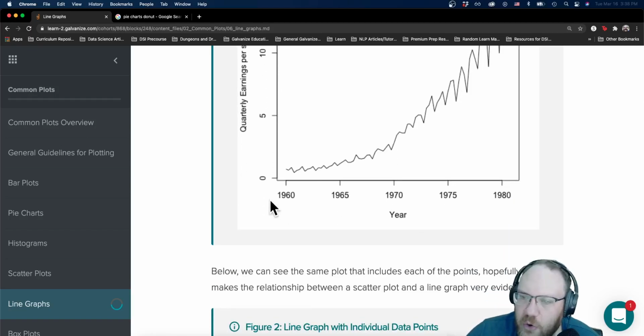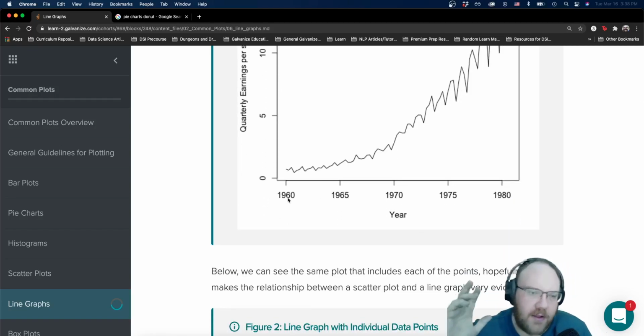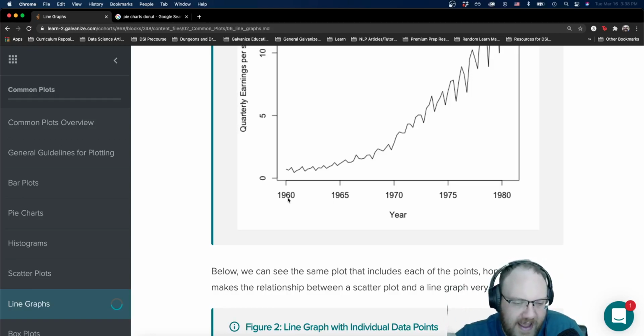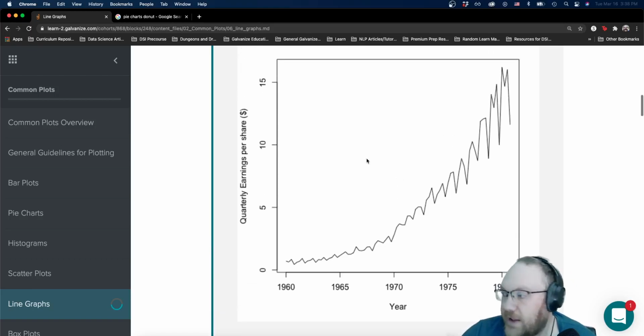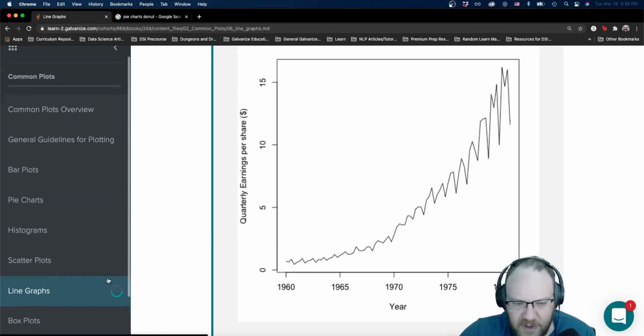And the key thing to look at with a line graph is, if I'm looking at the way some trend changed over time, a line graph is going to be my first candidate as to which plot I'm going to make to effectively display this quantitative data. So that's it for the line graphs lesson.